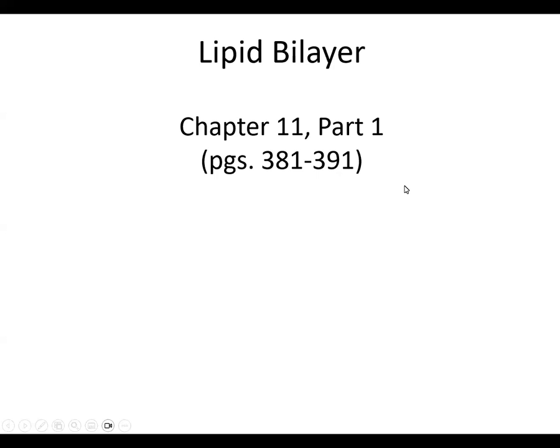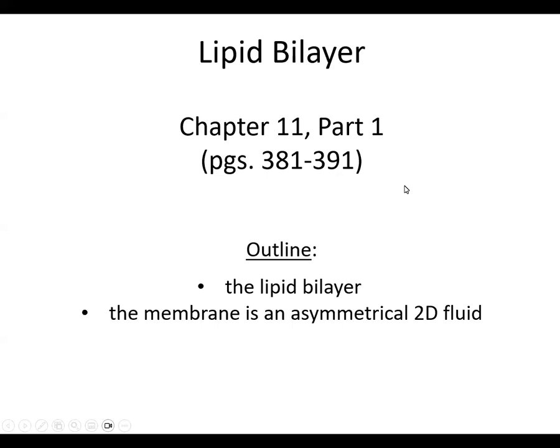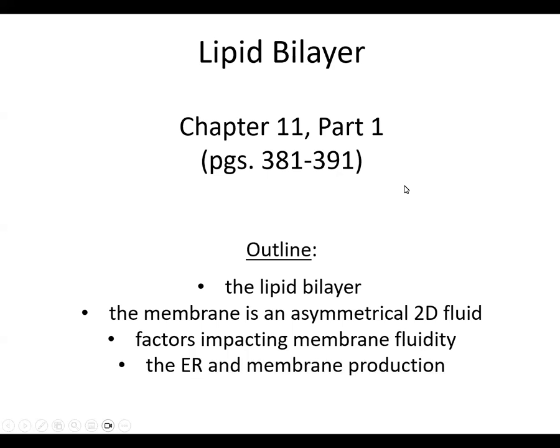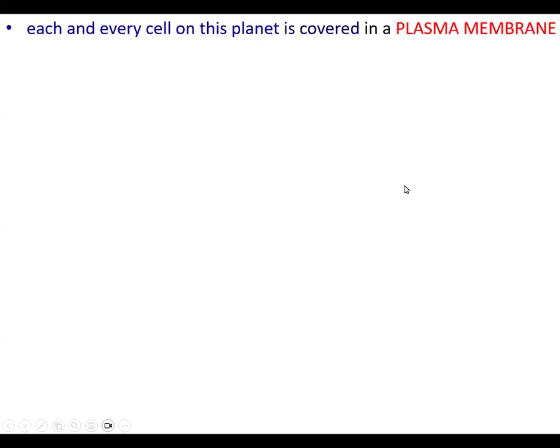We're talking about roughly the first half of chapter 11, pages 381 to 391, so only 10 pages from the textbook covered here. And what we'll be discussing is the lipid bilayer itself structurally, and what we mean when we say that the lipid bilayer is an asymmetrical two-dimensional fluid. Talk about some of the different factors that impact membrane fluidity, both in prokaryotic cells and eukaryotic cells. We'll talk about where new membrane components are made, which is the endoplasmic reticulum. And we'll end by talking again about the asymmetry, but this time, how that contributes to the cell having the overall spherical structure that it has.